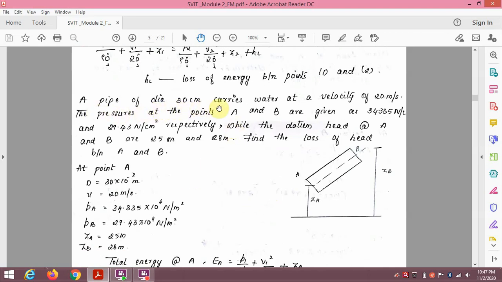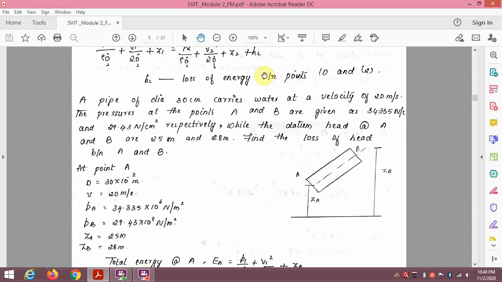A pipe of diameter 30 cm carries water at the velocity of 20 meters per second. The pressures at the points A and B are given as 34.335 Newton per centimeter square and 29.43 Newton per centimeter square respectively. While the datum heads at A and B are 25 meters and 28 meters, find the loss of head between A and B. So ZA is at lower and ZB is at higher level.